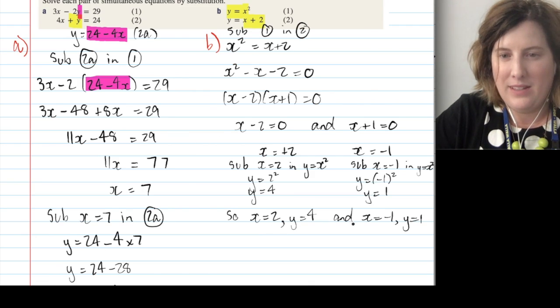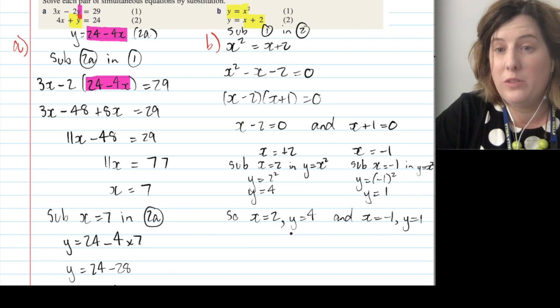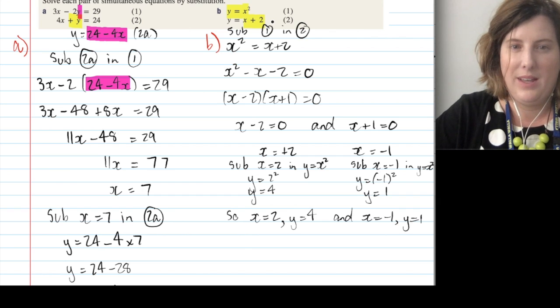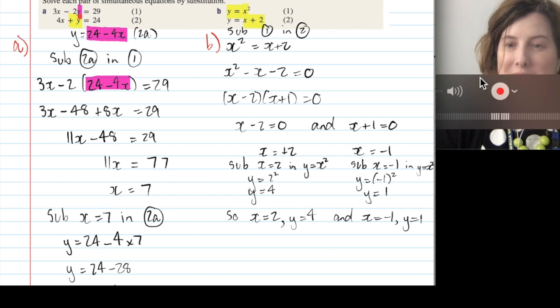So yes, hooray. They are the two spots where those two lines meet. They are the two values that work for both equations. That's simultaneous equations by substitution. It's not too hard. Next video will be elimination.